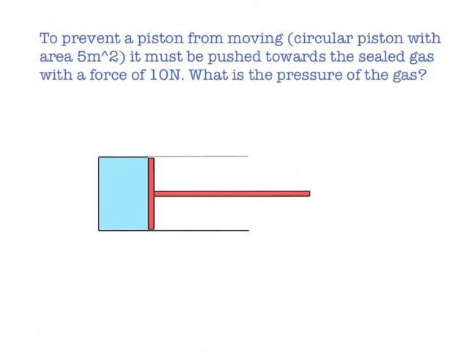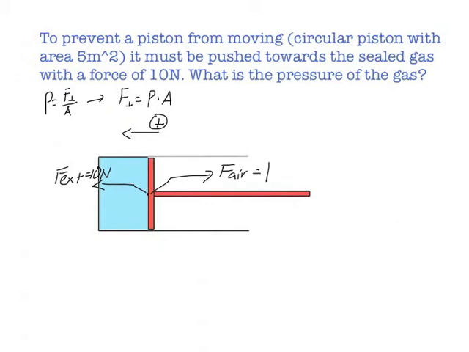So let's write down what we know. Now if I arrange those variables a little bit, we also know that force is equal to the pressure multiplied by the area. Okay, now let's draw a free body diagram. So let's say this direction is positive. Why not? So we've exerted 10 newtons on the piston, and we have the gas pushing back. Okay, so where do we go from here?